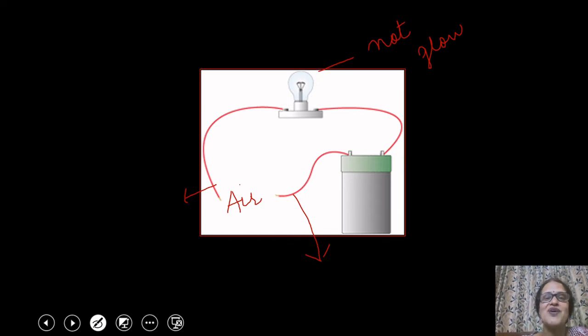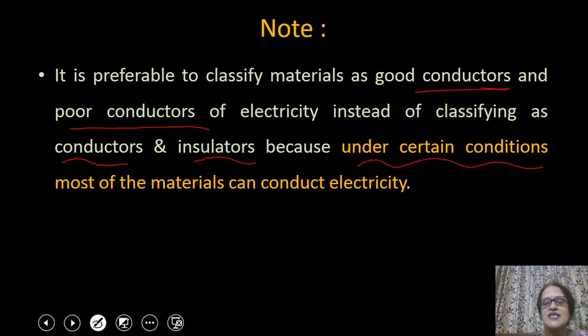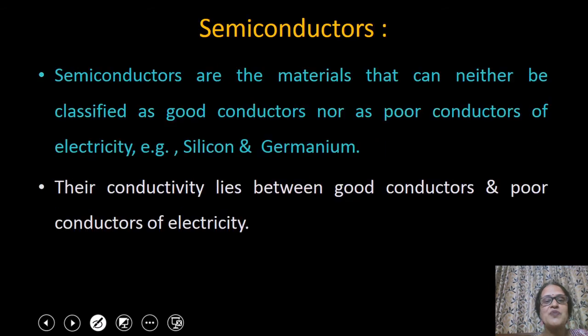But at the same time, all of you must have realized that during thundering, the electricity passes through air only. So we strictly cannot say that a substance is not a conductor, because under certain conditions the same material can conduct electricity also. So it is preferable to classify materials as good conductors and poor conductors, instead of classifying them as conductors or insulators, because under certain conditions most materials can conduct electricity. We have seen air as an example just now. So I hope it is clear to you.